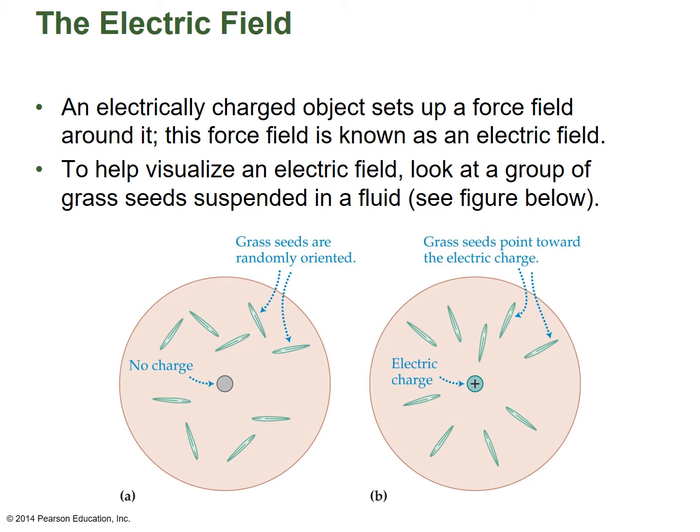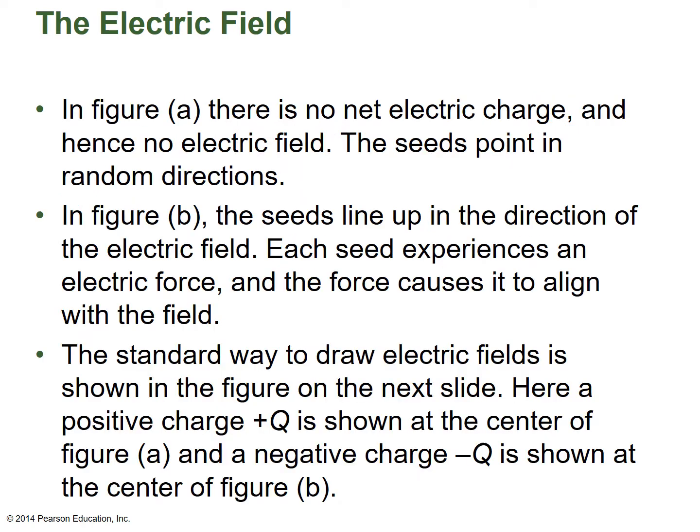If we knock an electron from the surface, now there will be a hole, and this hole is assumed to have a positive charge. So, as you know, in figure A, there is no net electric charge, and hence no electric field. If there is no charge, no field. The seeds point in random directions. In figure B, the seeds line up in the direction of the electric field. Each seed experiences an electric force, and the force causes it to align with the field. The standard way to draw an electric field is shown in the figure on the next slide.